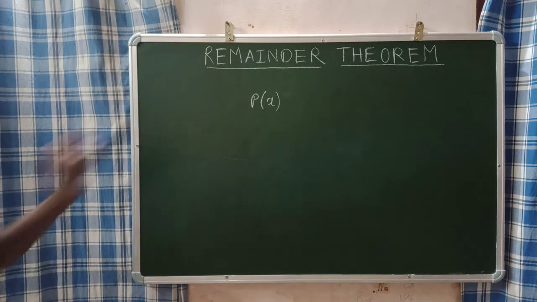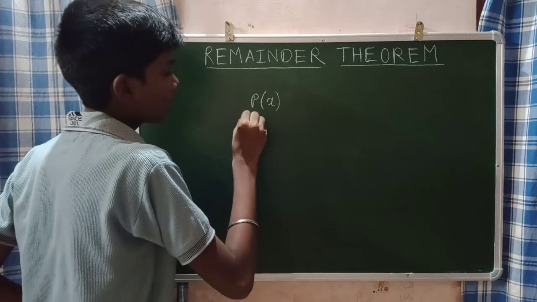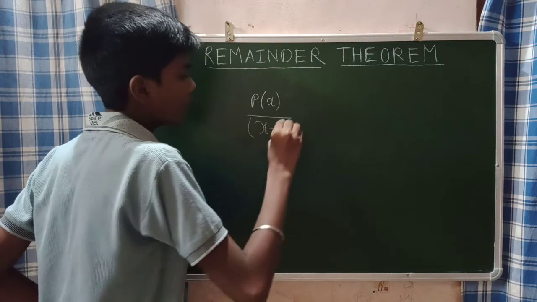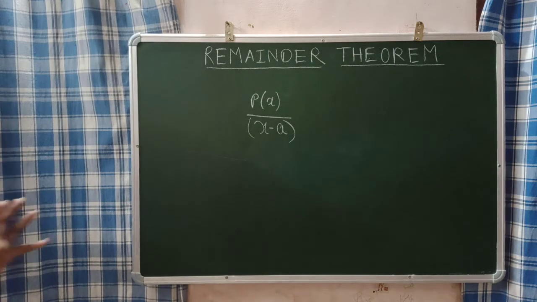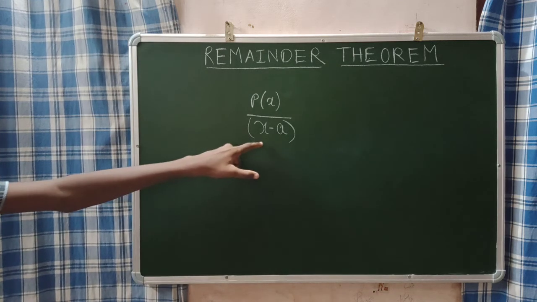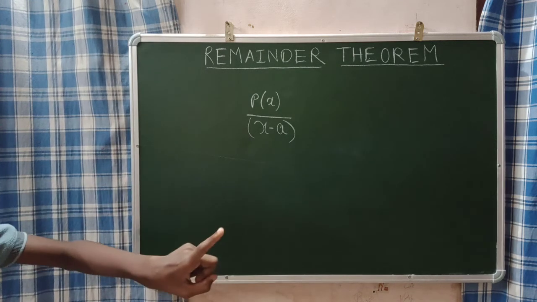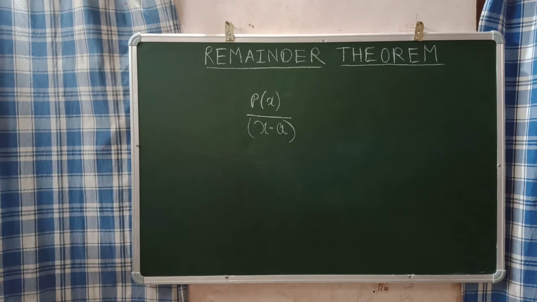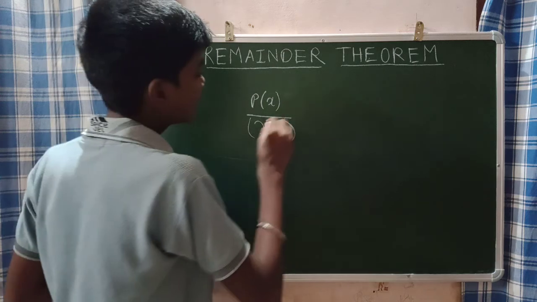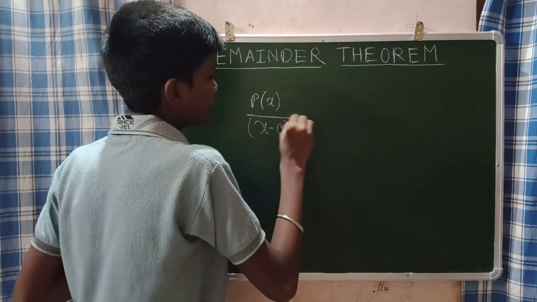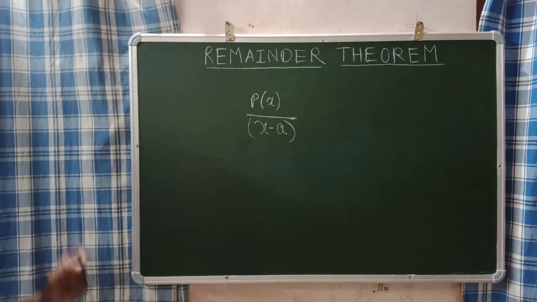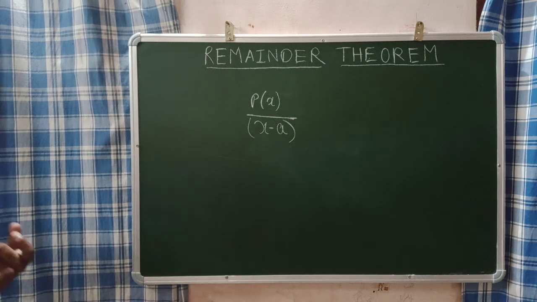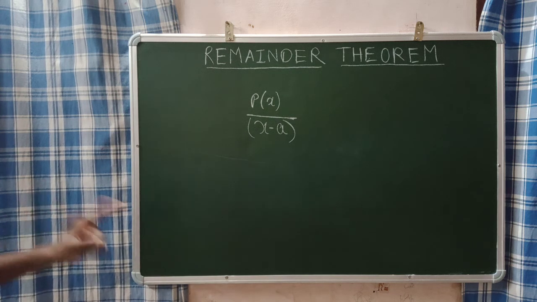So, I am going to divide this p of x polynomial by a binomial, and that binomial is x minus a. Because there are two terms in this x minus a, that is x and also minus a. These are the two terms of this binomial. So, there is a polynomial p of x and I am dividing it by a binomial x minus a. Now guys, listen carefully.